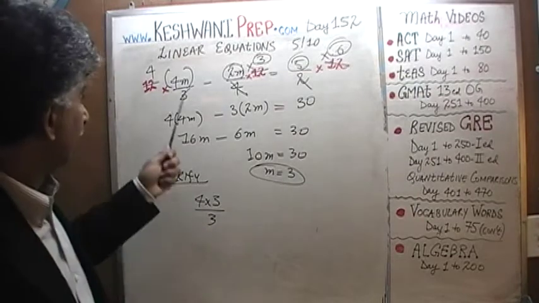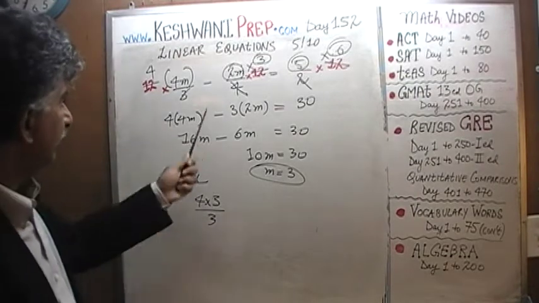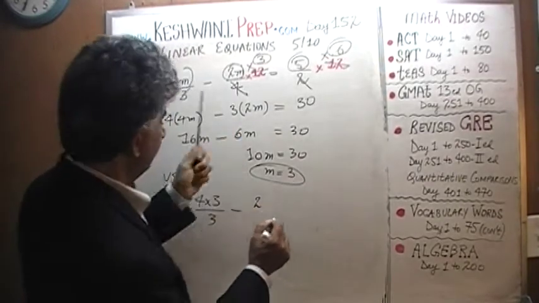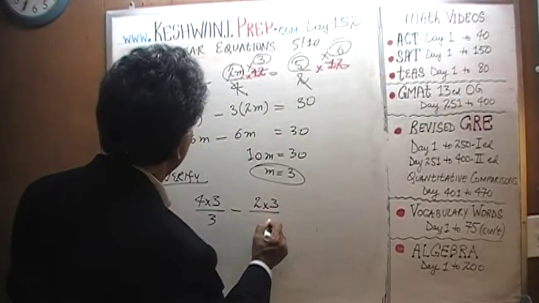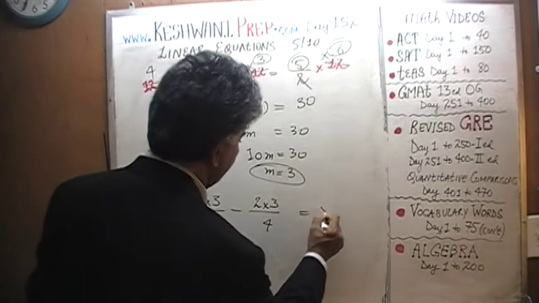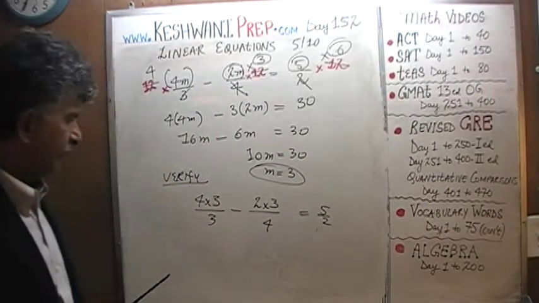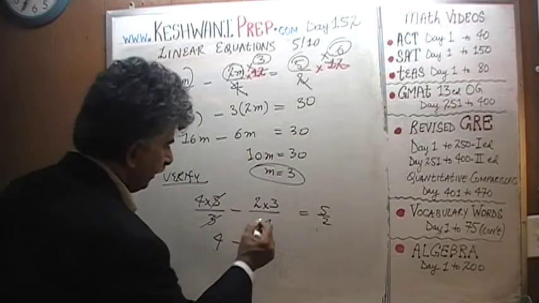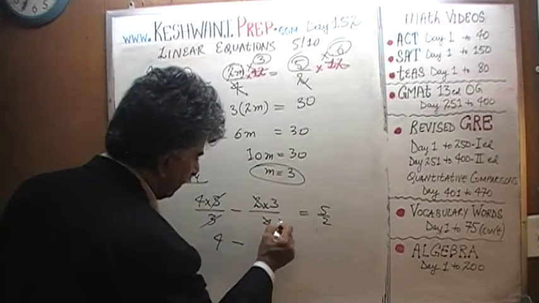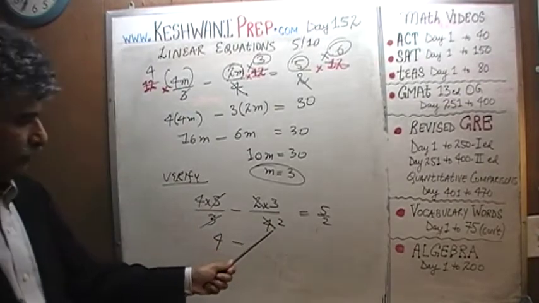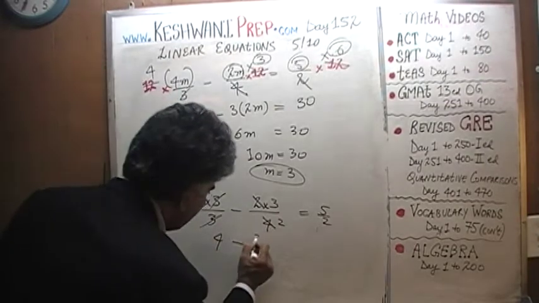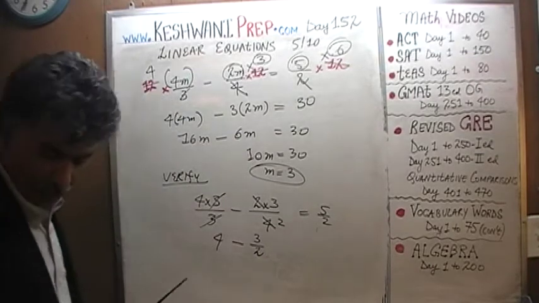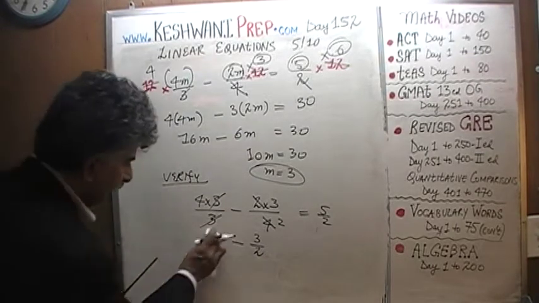We're claiming it as 3. So 4 times 3 over 3, minus 2 times 3 over 4, we're claiming is equal to 5 over 2. Let's see what it is equal to. Well, the 3 is going to cancel right out, and we'll end up with 4 minus, and this 2 is going to cancel out with that 4, giving us a 2. So 4 minus 3 halves.